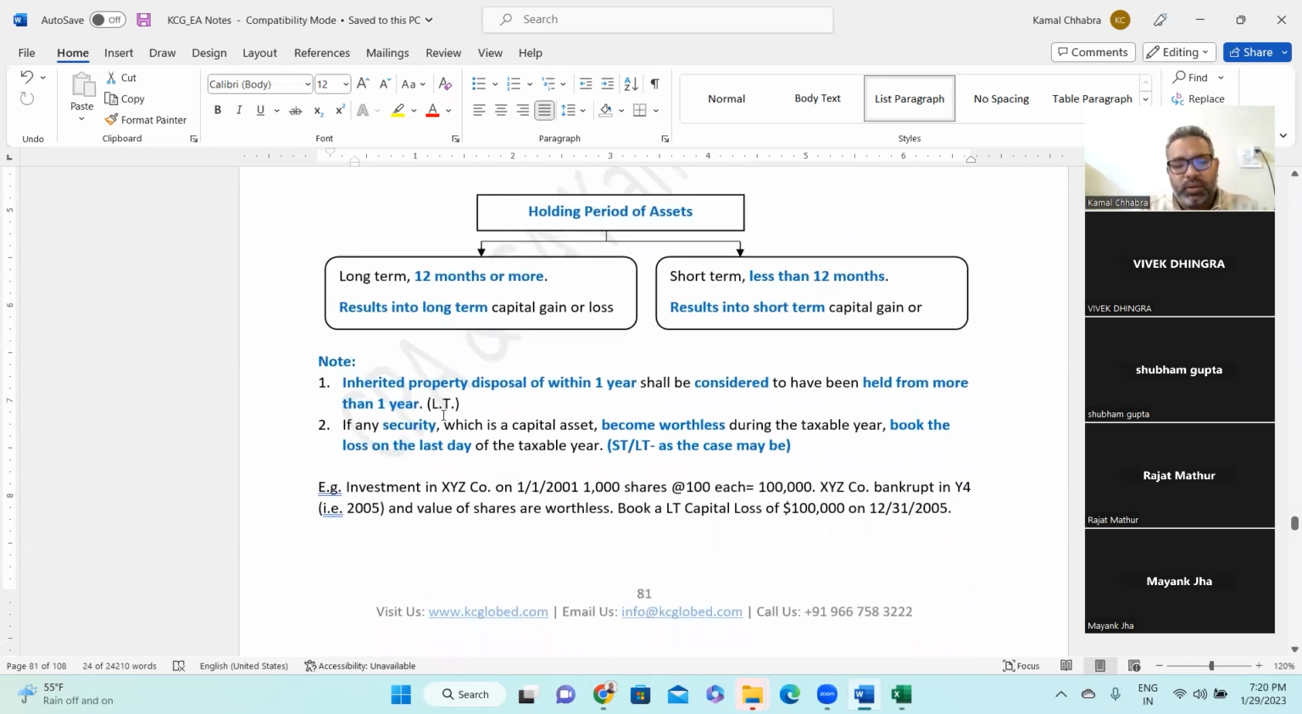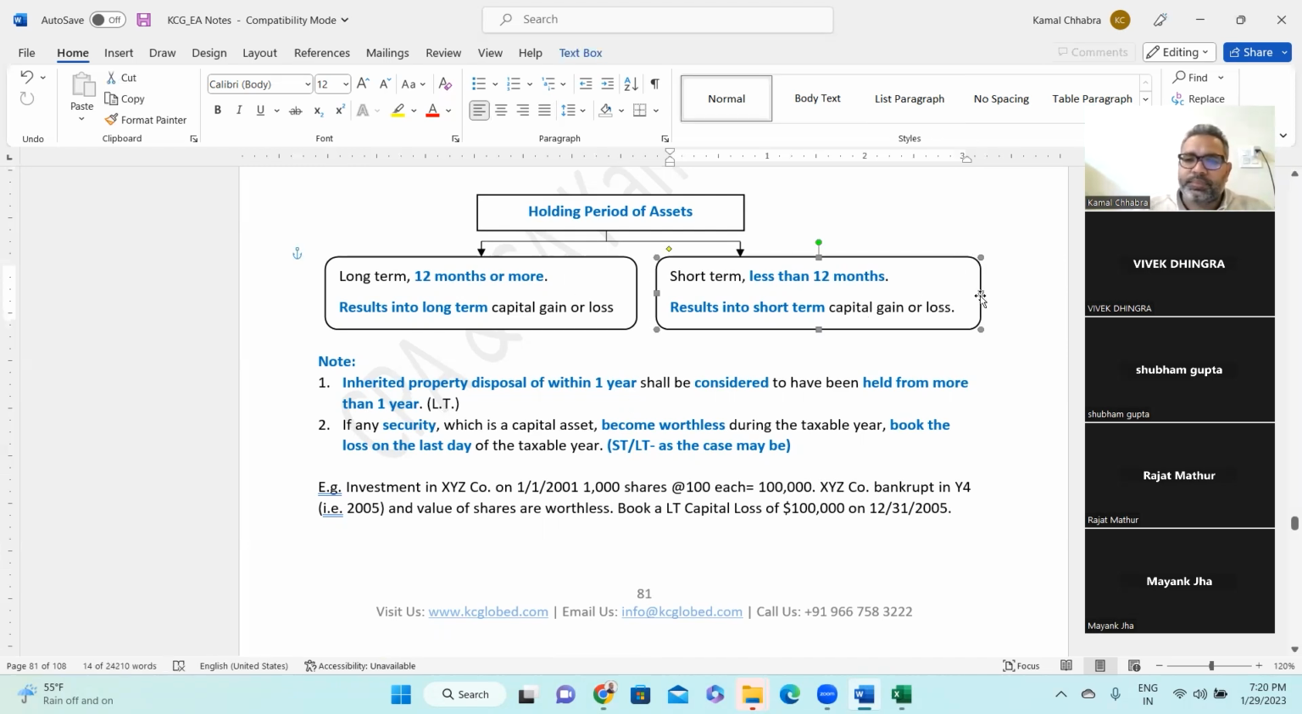So next quick topic, or you can say the last topic of the day, is holding period of asset. If you are holding any asset for more than 12 months, it is called a long-term asset and results in long-term capital gain or loss. If you are holding the asset for less than 12 months, it is called a short-term asset and results in short-term capital gain or loss. Simple. Everyone comfortable? Less than 12 months, short-term. More than 12 months, long-term.